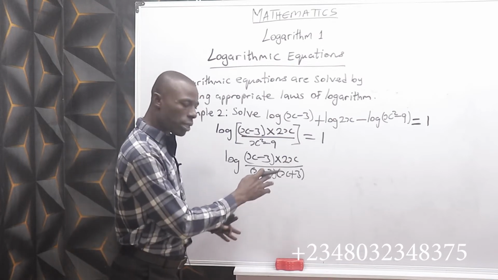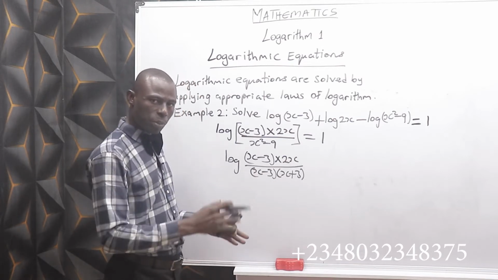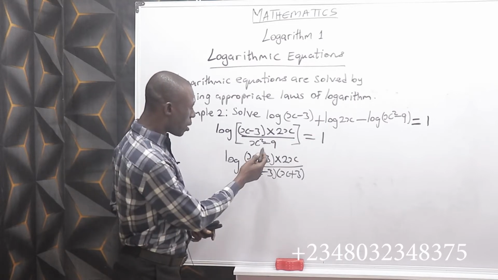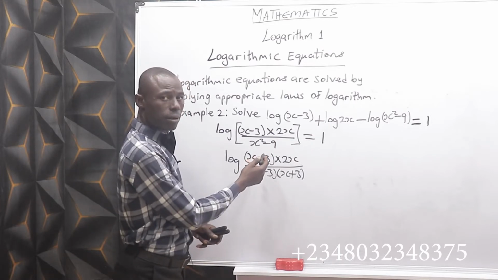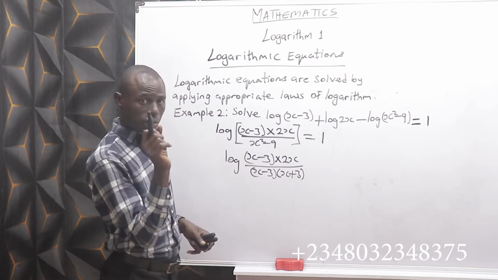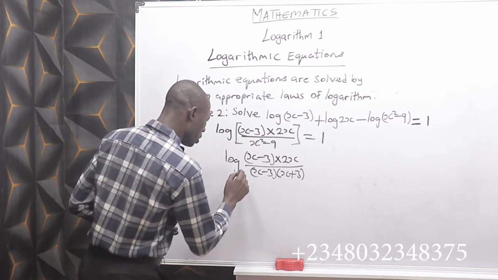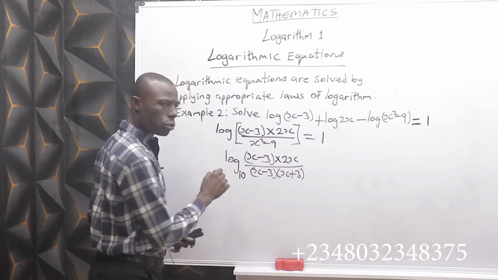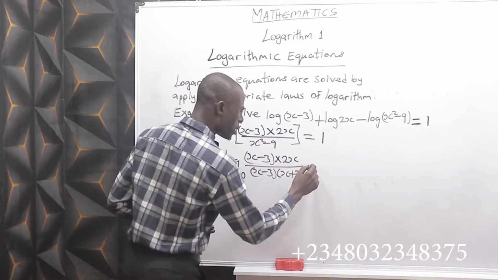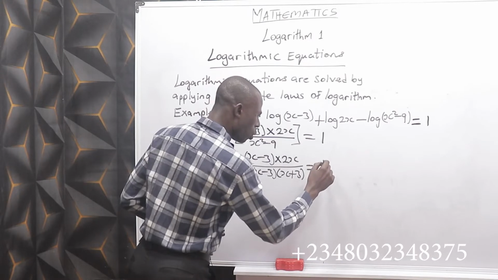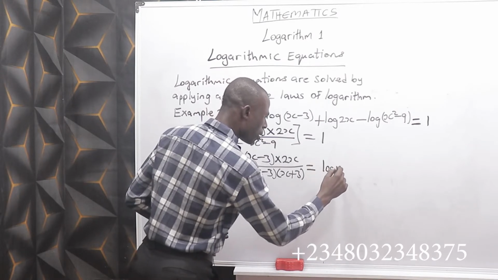x minus 3 into x plus 3 is the expansion of this difference of two squares. That's why I've taught you difference of two squares. So it's the expansion of this difference of two squares. You can see it's in base 10. You can now show your base. And you say it's equal to log 10 base 10.